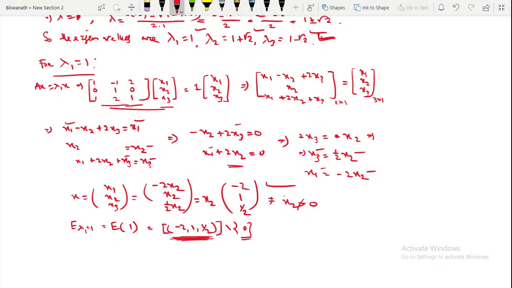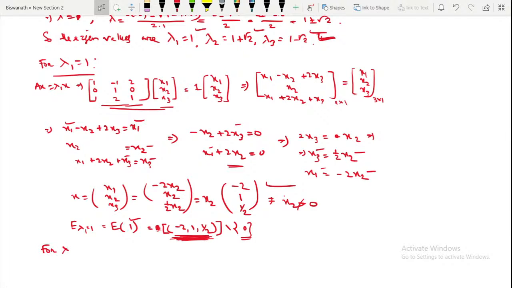The scalar combination of this one means if you will multiply 1 here, then this will be an eigenvector of lambda equal to 1. If you will multiply 2, this is again an eigenvector of 1. If you will multiply any scalar, then this will be an eigenvector associated with this eigenvalue 1. Similarly, find for other eigenvalues.